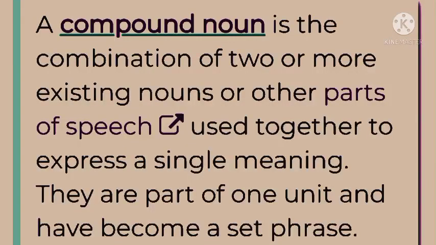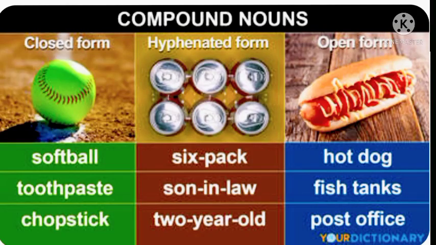Here a compound noun is the combination of two or more existing nouns or other parts of speech used together to express a single meaning. They are part of one unit and have become a set phrase. Now here are the examples regarding compound nouns.